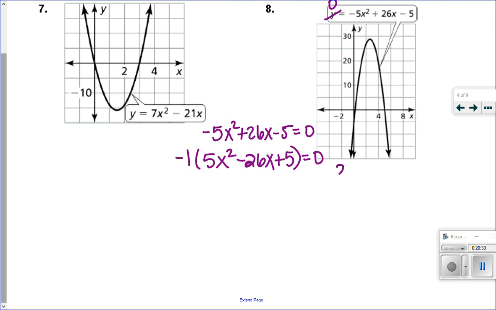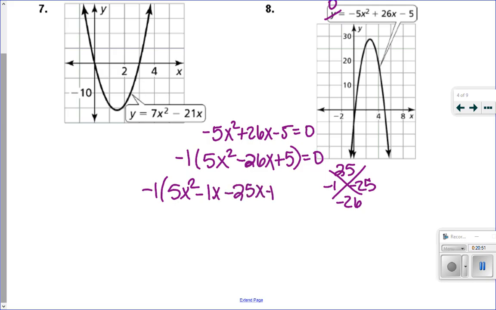And then we do the magic number trick. 5 times 5 is 25. What are two factors of 25 that combine to negative 26? That'd be the negative version of those guys right there. Negative 1 and negative 25 works. So then we rewrite this. And we factor by grouping.